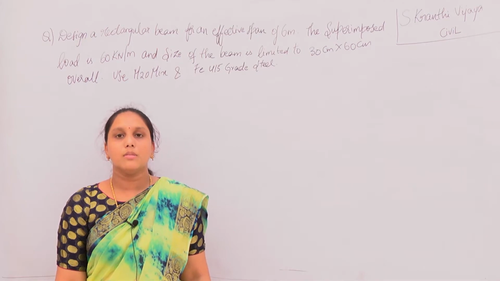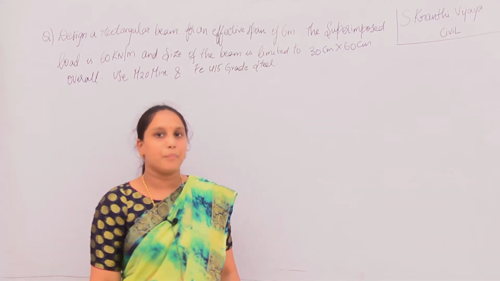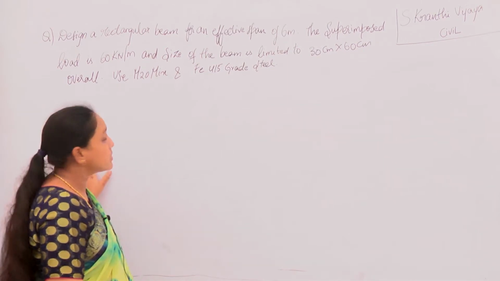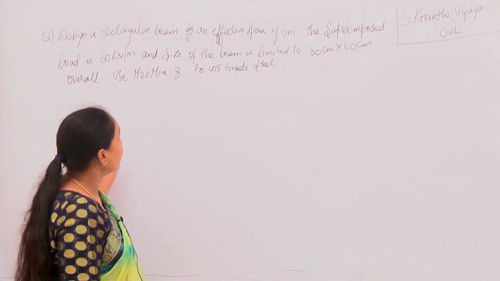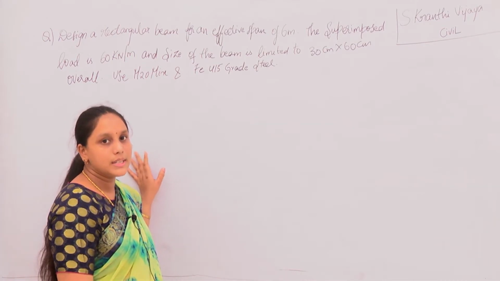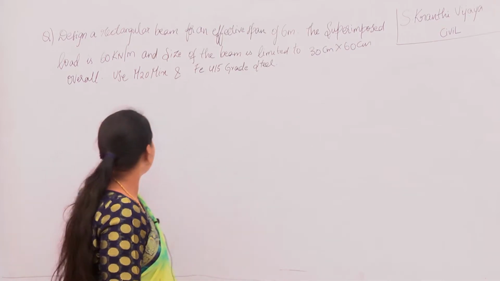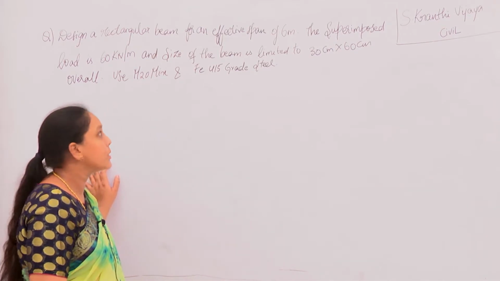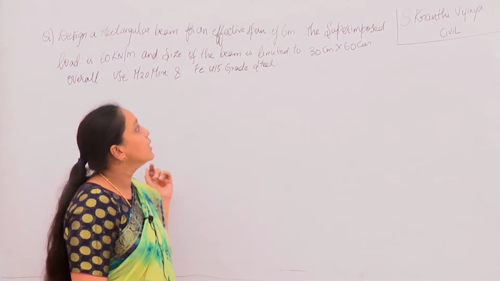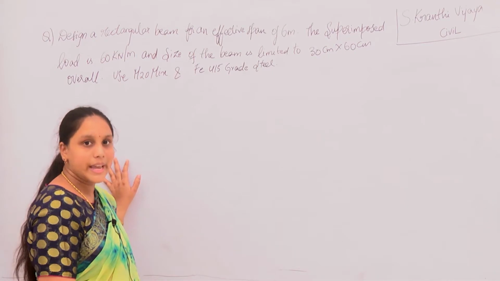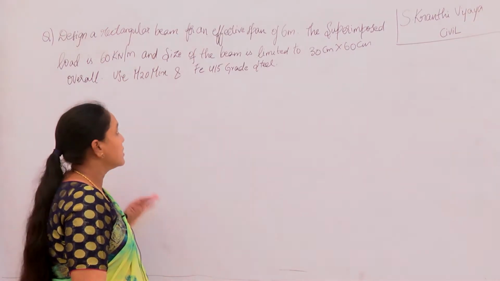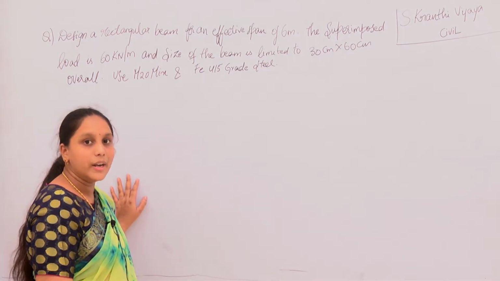We'll solve a problem on a doubly reinforced beam. So here you can see the question. What is given in the question? Design a rectangular beam for an effective span of 6 meters. The superimposed load is 60 kilonewton per meter and the size of the beam is limited to 30 centimeters by 60 centimeters overall. Use M20 mix and Fe415 grade steel.